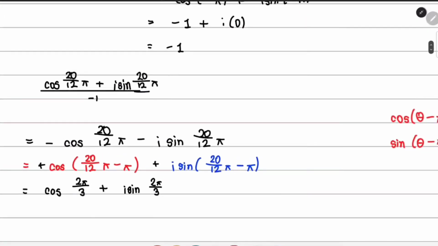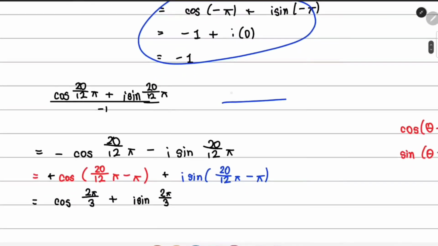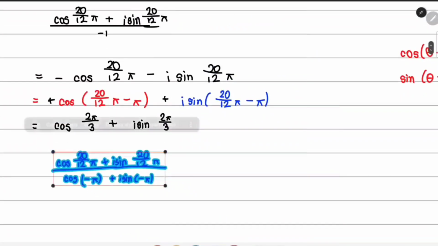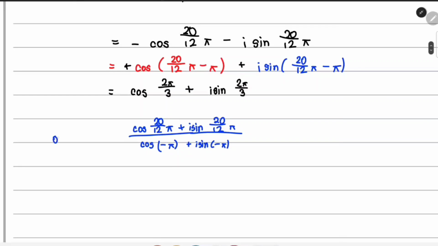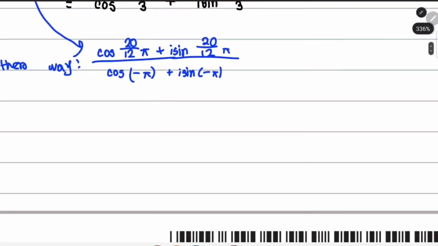Another way to have done this problem is, instead of calculating this minus 1, I could have kept it in this form. I'll do this down below. This is the other way. Instead of this, you can do this.